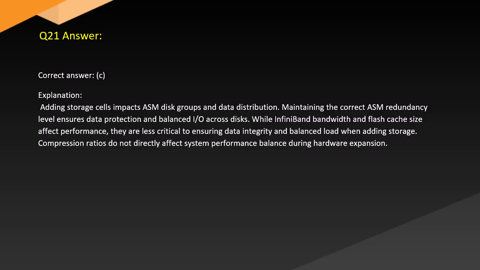Answer. Correct answer: C. Explanation. Adding storage cells impacts ASM disk groups and data distribution. Maintaining the correct ASM redundancy level ensures data protection and balanced IO across disks. While InfiniBand bandwidth and flash cache size affect performance, they are less critical to ensuring data integrity and balanced load when adding storage. Compression ratios do not directly affect system performance balance during hardware expansion.